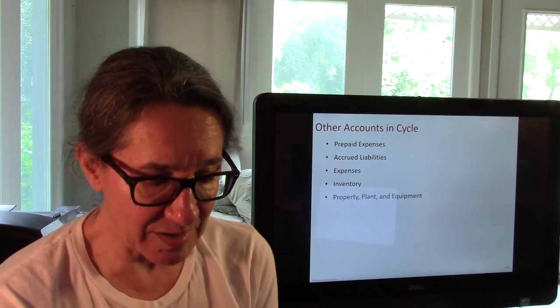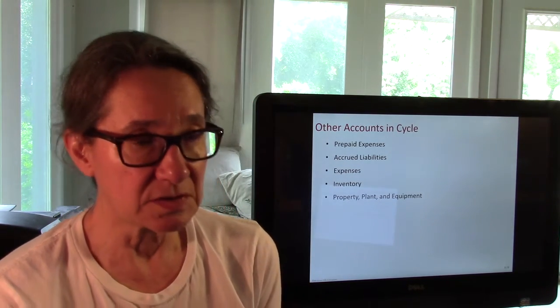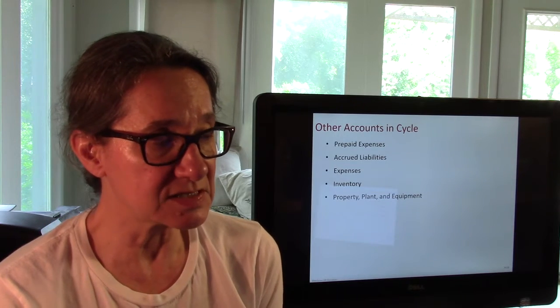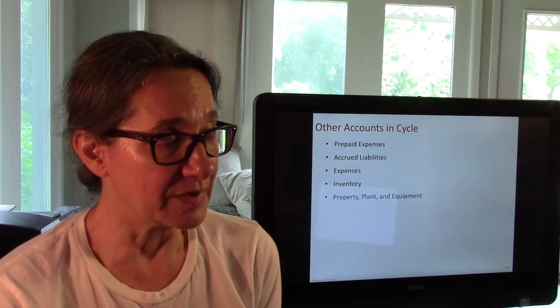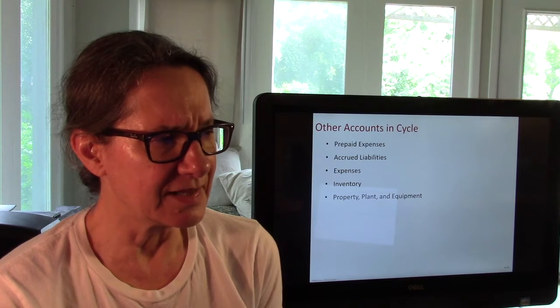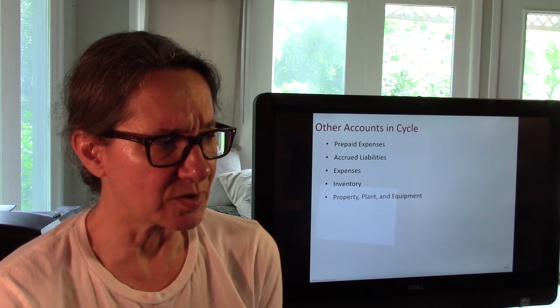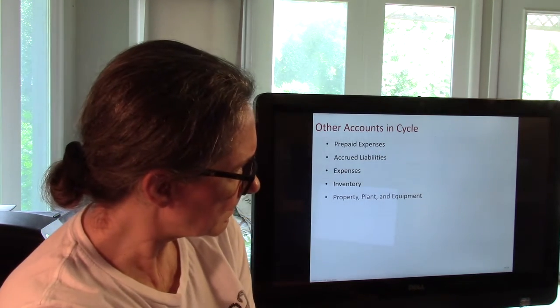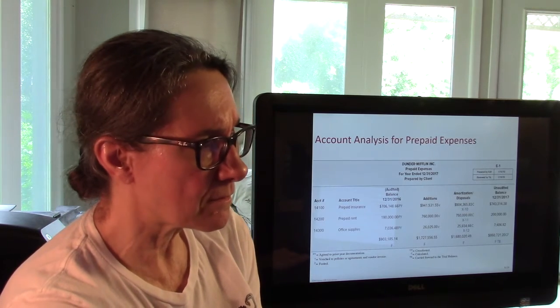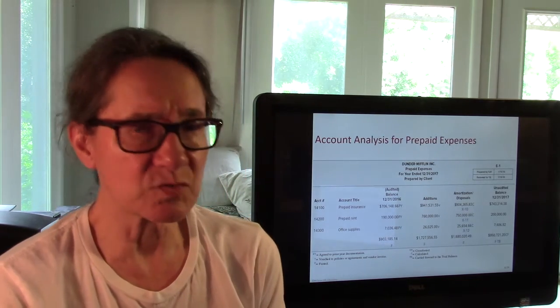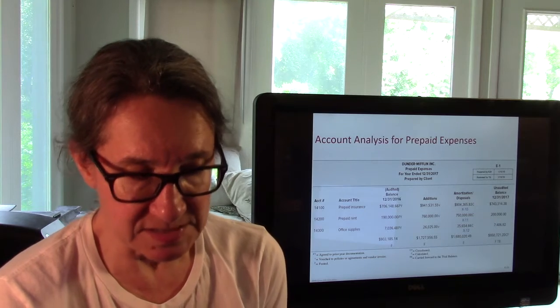So we're going to talk about some other accounts in this cycle. We're going to talk about prepaids, accruals, expenses, and then inventory and PP&E. So first we want to talk about auditing prepaids.